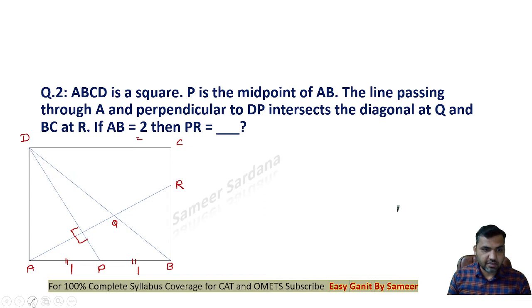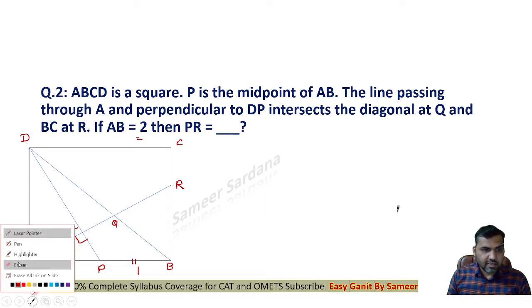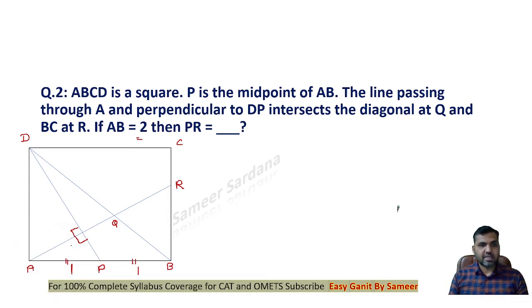Why is it easy? See this. You can clearly see in this question, guys, this angle is 90. This angle is also 90, right? If I say that this angle is theta, now can I say that this angle will be equal to 90 minus theta, right? This angle would be 90 minus theta, and this angle will also be equal to 90 minus theta, right?